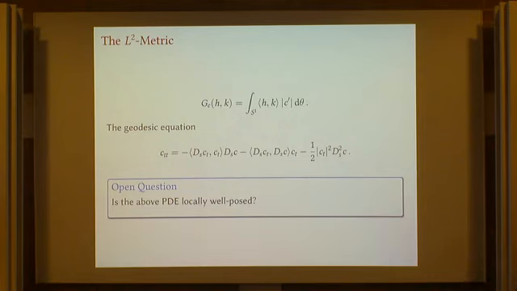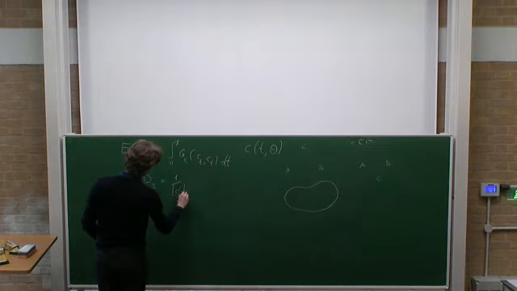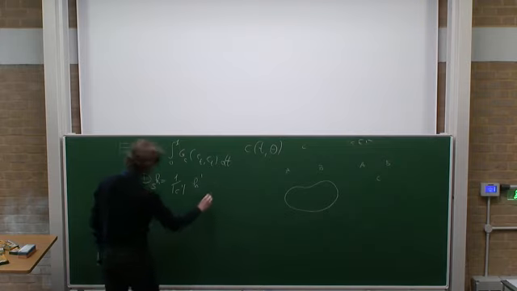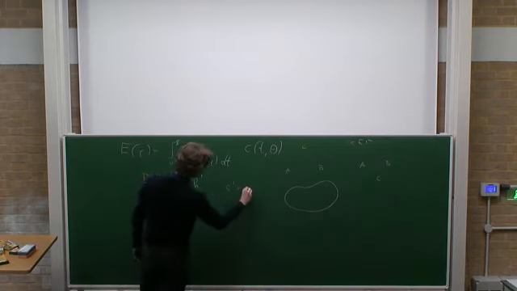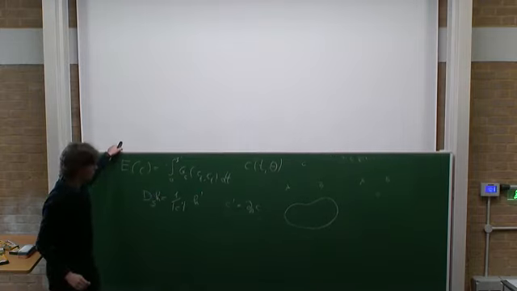What's d sub s? D sub s is the arc length derivative. Yes, that's what we're going to define. D sub s of h is 1 over norm c prime times h prime, where c prime is the derivative with respect to the curve parameter.